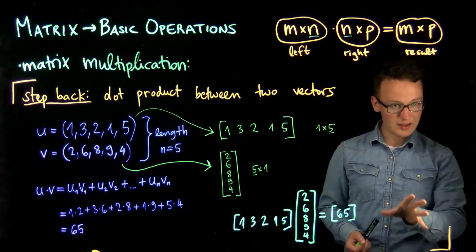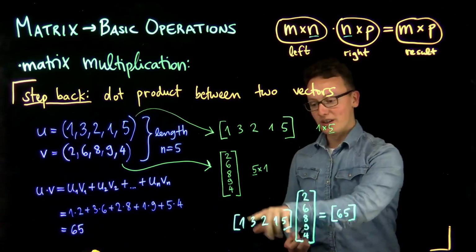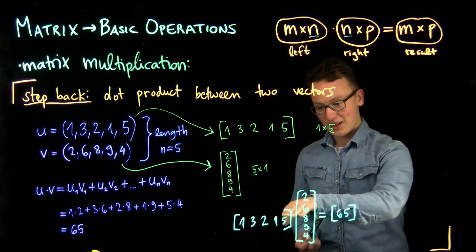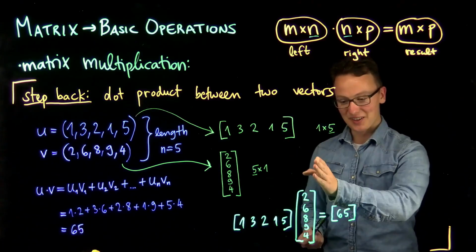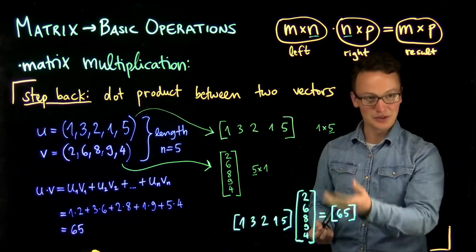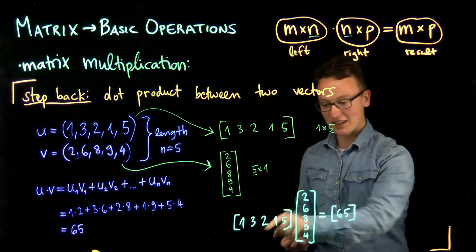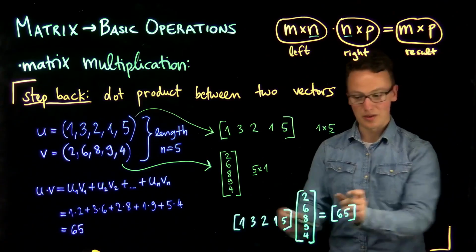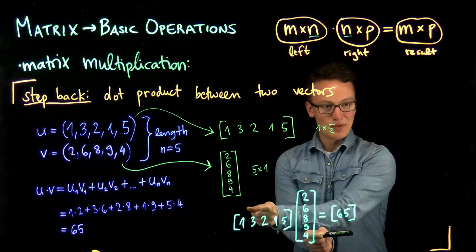But the crucial thing is really on the left side we need to have this row vector, and on the right side we need to have this column vector. Only in that case will the multiplication work. So the multiplication doesn't work once we flip those around.